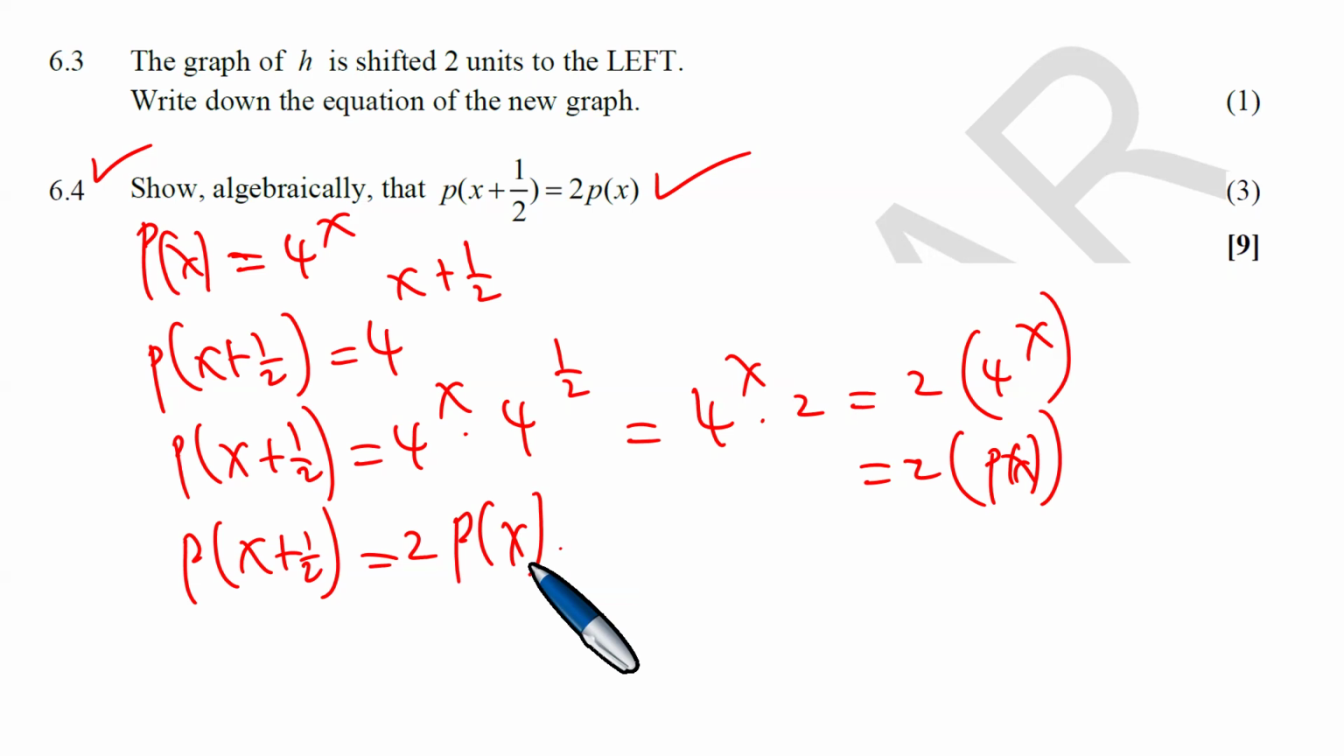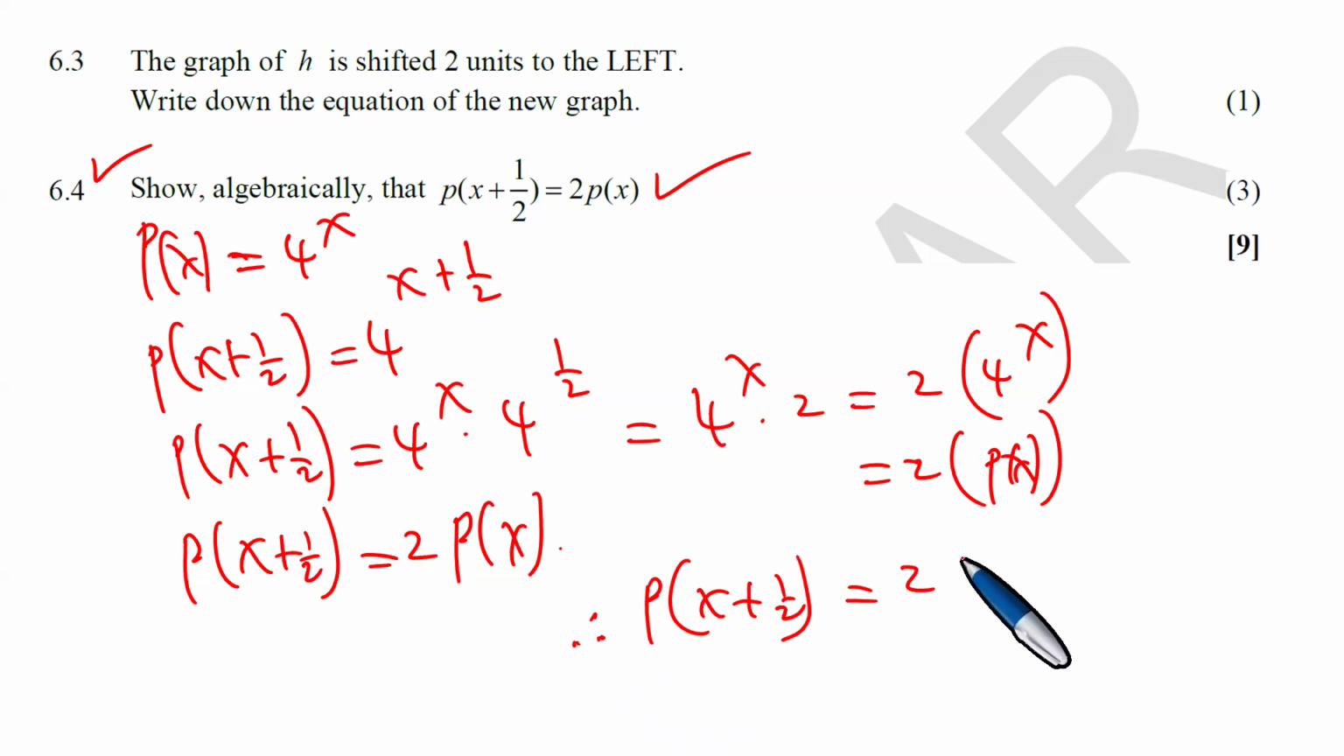2p of x, like that. And that is the answer. Okay, we continue with the next question. So the conclusion is it is true that for this specific exponential function, p of x plus 1/2 is 2 times p of x. Next point.